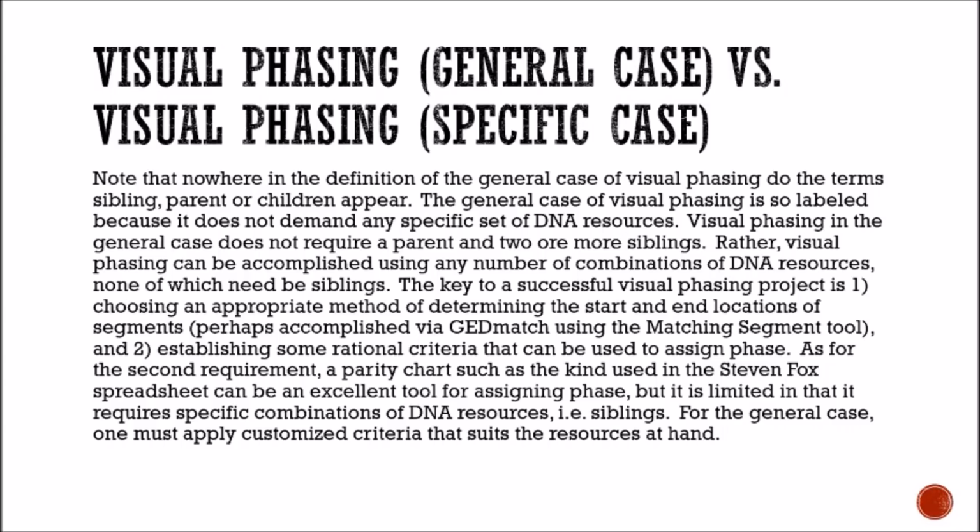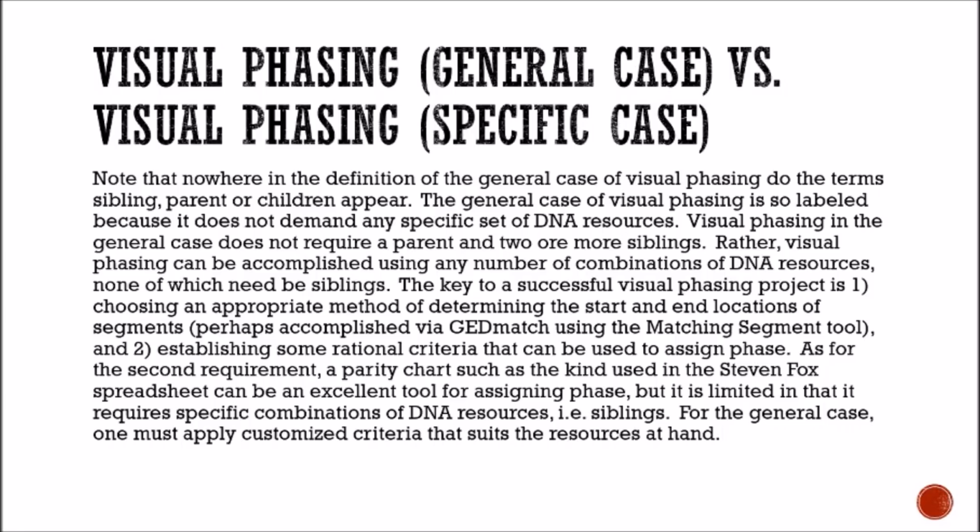Rather, visual phasing can be accomplished using any number of combinations of DNA resources, none of which need to be siblings, in fact. So the key to a successful visual phasing project is, number one, choosing the appropriate method of determining the start and end locations of your segments. To make that visualization, you need to get some solid segment data, perhaps accomplished by GEDmatch with their matching segment tools. And number two, establishing some rational criteria that can be used to assign phase.